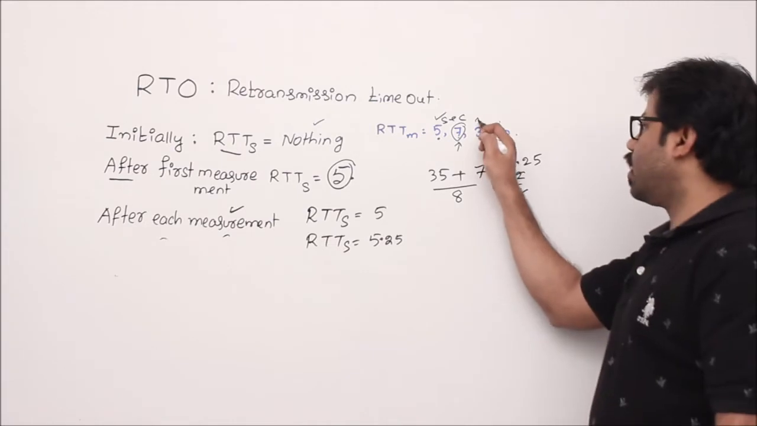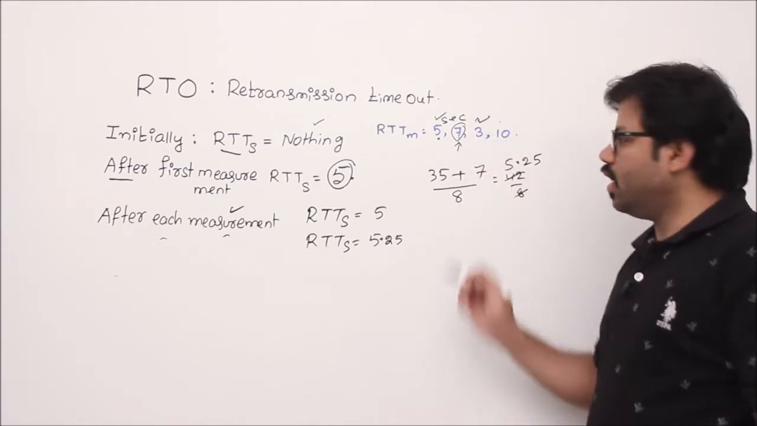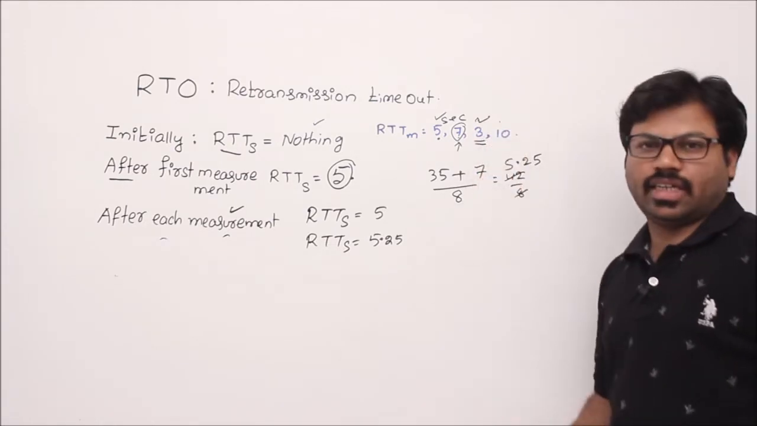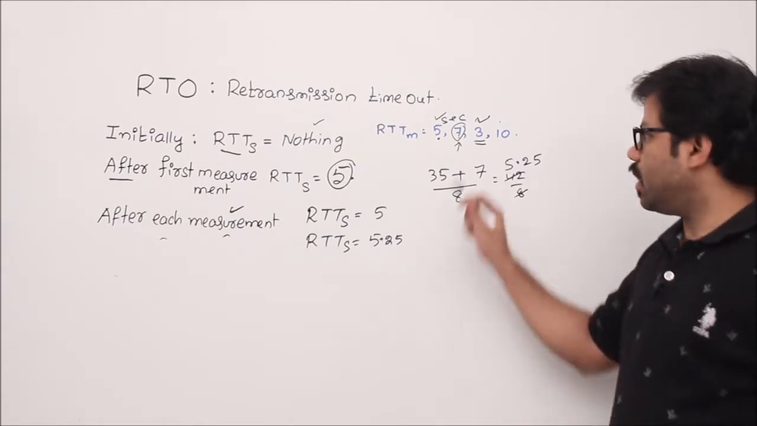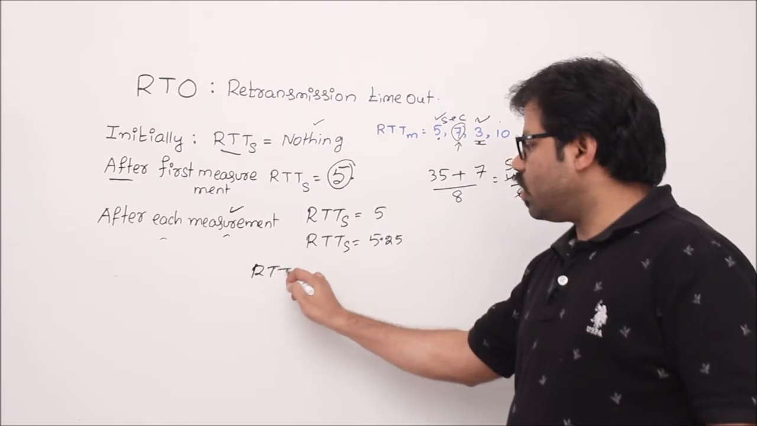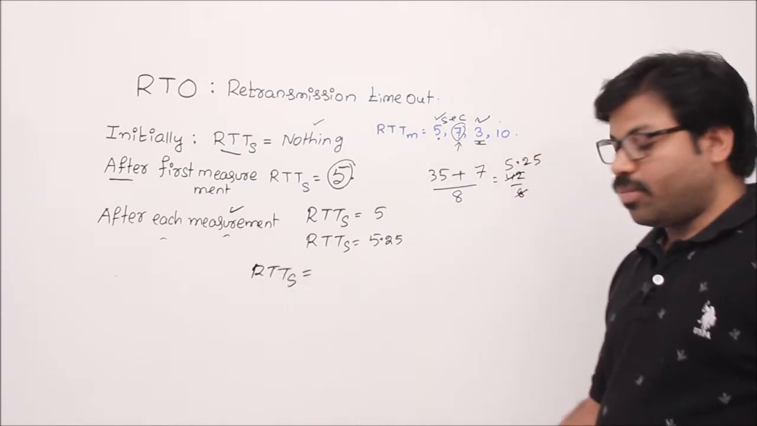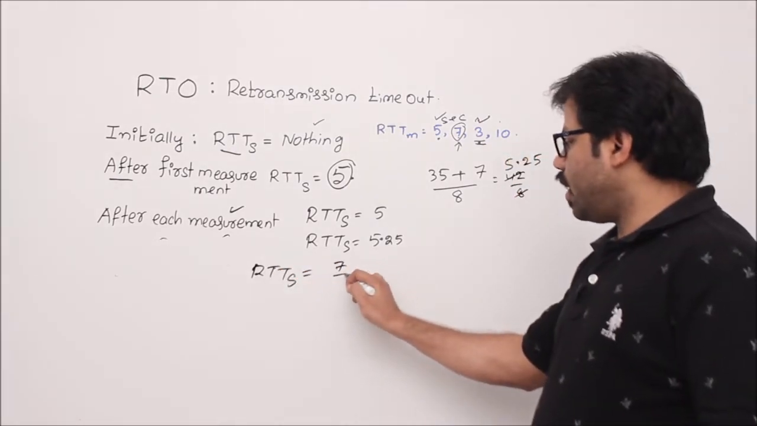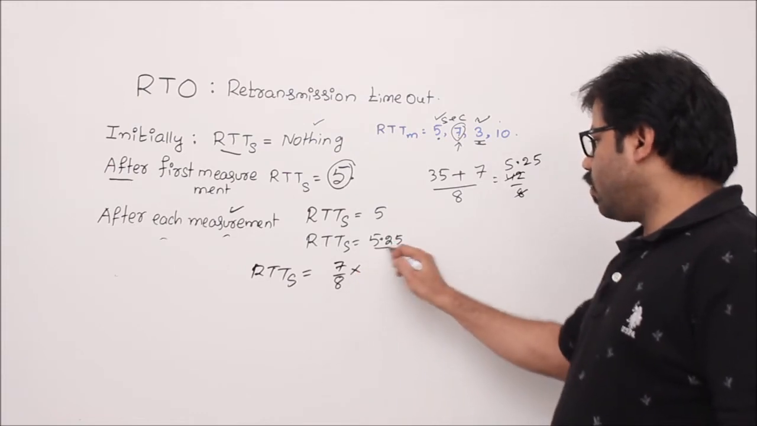After that, this incident comes. One more packet you send and you get an acknowledgement after 3 seconds. This time we have to change ourselves because traffic is reduced now. Then this new RTT smooth is (1 minus alpha) into, that means 7 by 8 into the old value. What is that?